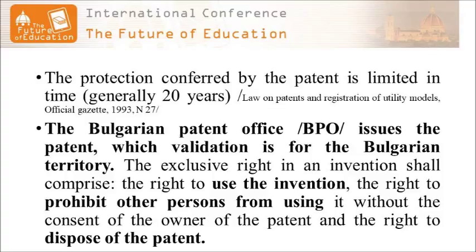The protection conferred by the patent is limited in time, generally for 20 years. The Bulgarian Patent Office issues the patent, whose validity is for the Bulgarian territory. The exclusive right in an invention shall comprise the right to use, the right to prohibit other persons from using, and the right to dispose of the patent.